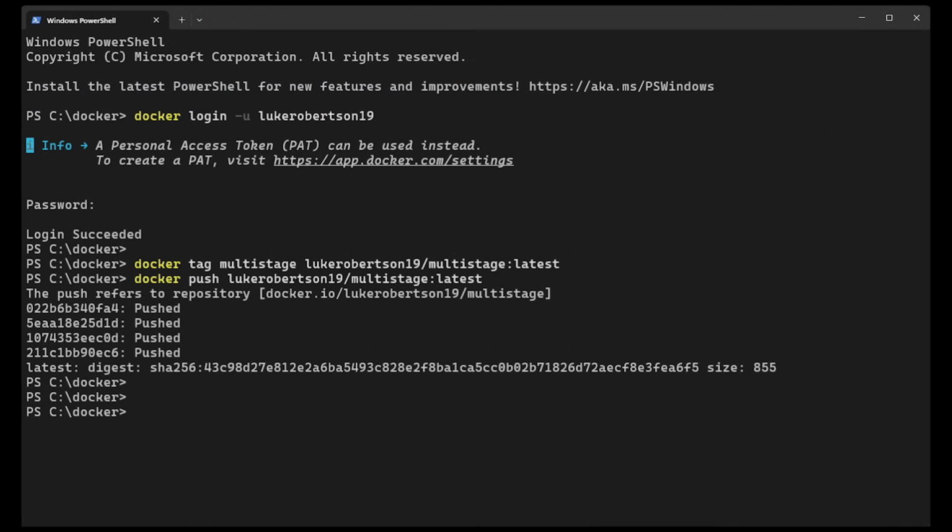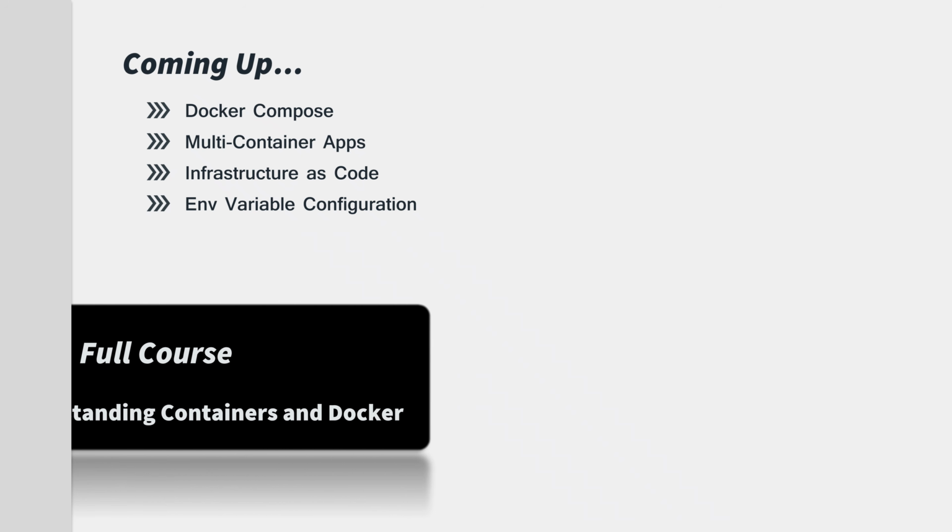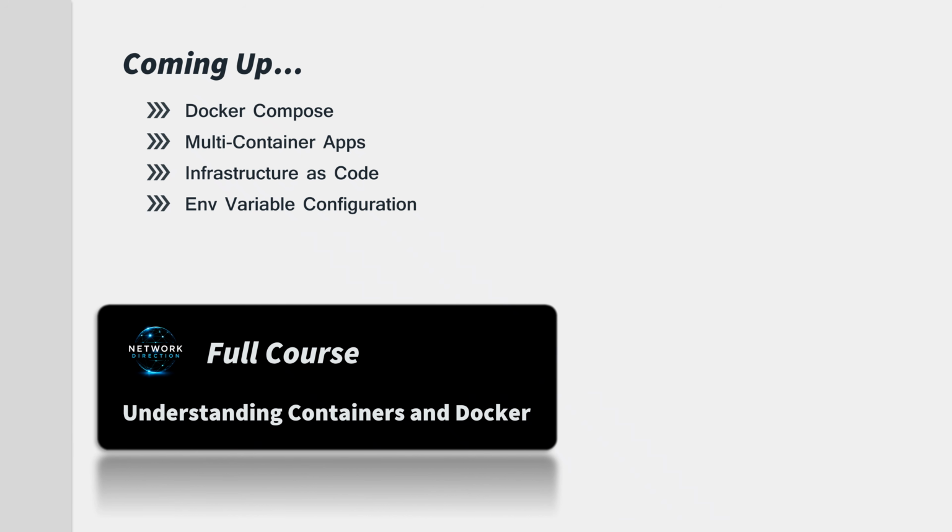Finally, if you ever want to disconnect your local Docker from Docker Hub, say because you're using a shared machine, just run docker logout. Now you know how to build your own Docker images from scratch. In the next and final video in this series, we'll take a look at Docker Compose. This is a way to get multiple containers to work together to build an application or service.